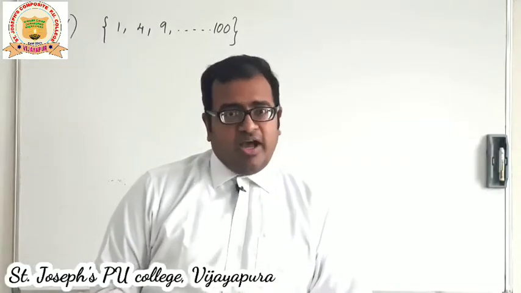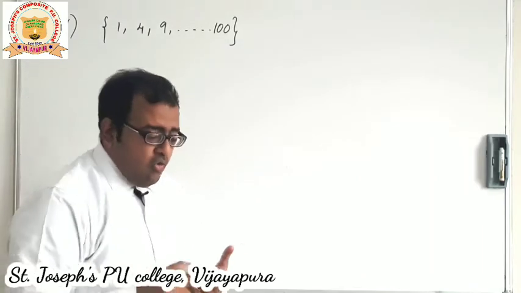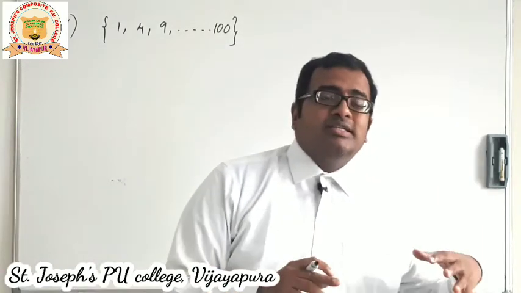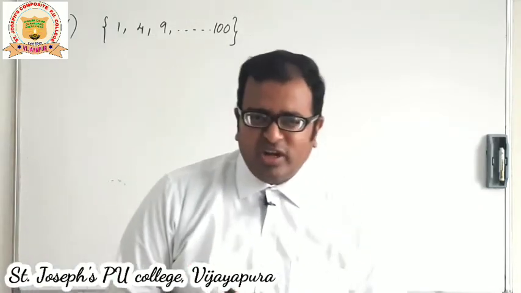Sub question number 5. The numbers or the elements of the set are 1, 4, 9, and so on till 100. Okay. So you know the numbers, right? 1, 4, 9. Have you seen those numbers?